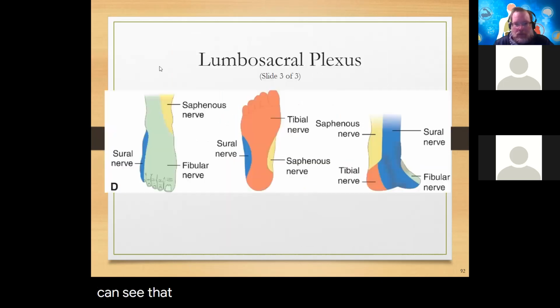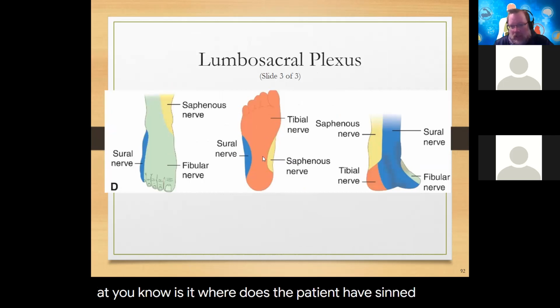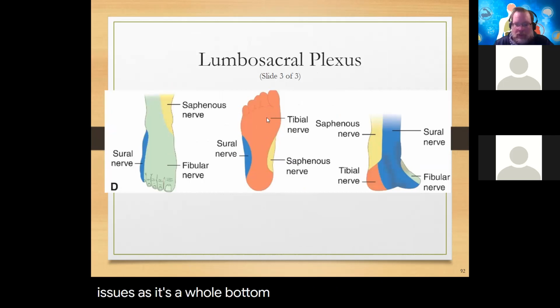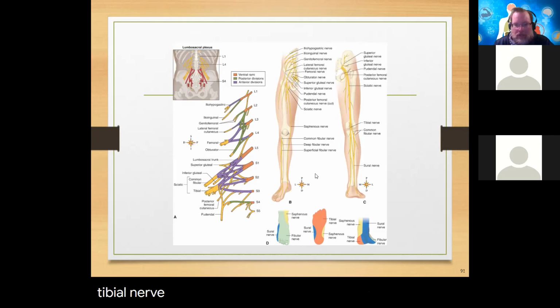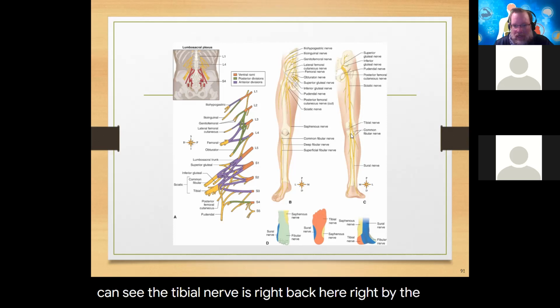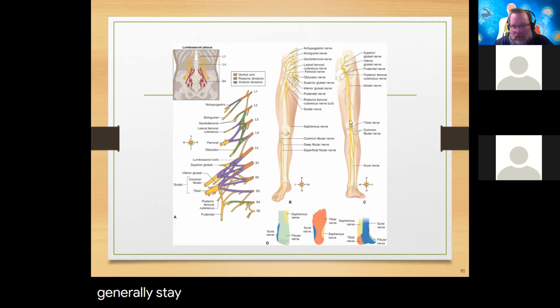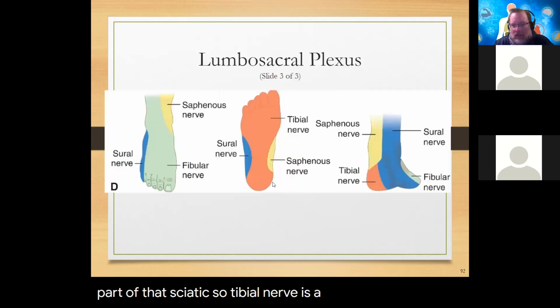So we can see that lumbosacral plexus. Again, we can look at where the patient has sensation issues. Is it the whole bottom of the foot? Then it could be the tibial nerve. So then we find the tibial nerve. And we can see the tibial nerve is right back here, right behind the knee, kind of buried, makes a little bit of an appearance, but generally stays posterior. And again, look where it goes, right up as part of that sciatic. So the tibial nerve is a branch of the sciatic nerve.